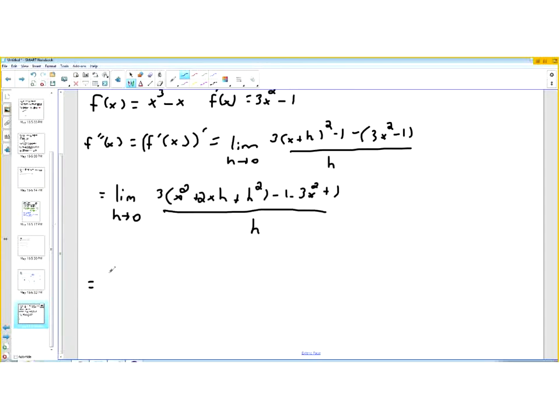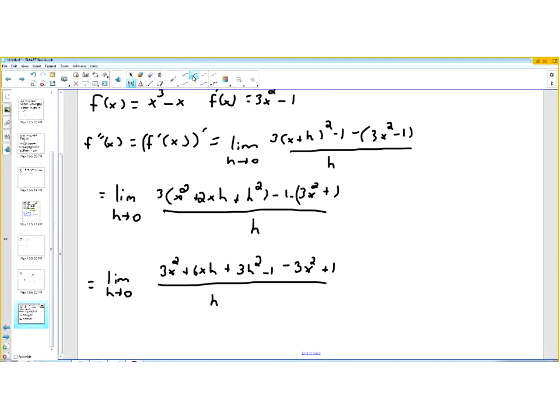So that's equal to the limit as h approaches 0 of 3x squared plus 6xh plus 3h squared minus 1 minus 3x squared plus 1, over h.